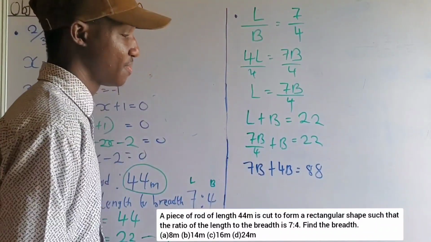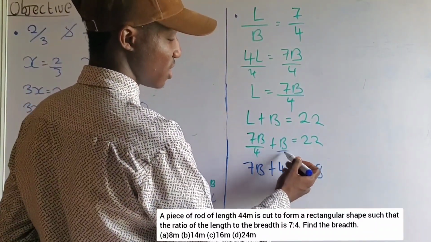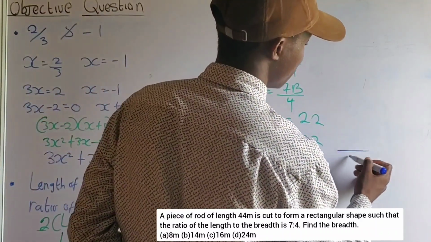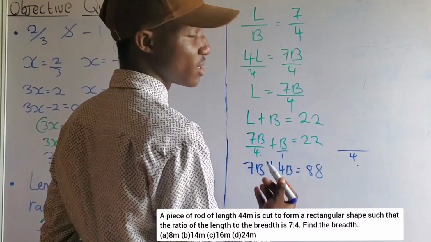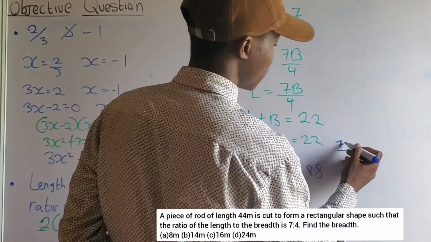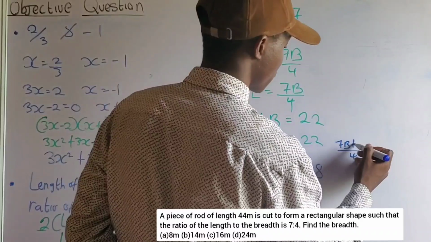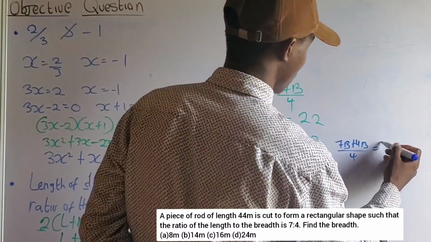Do you know what I did? Okay, let's do it step by step. If you take the LCM, the LCM is 4, right? So I'm going to have 4 divided by 4 is what? 1. 1 times 7B, I'm going to have 7B. 4 divided by 1 is what? 4. 4 times B is what? Plus 4B, right? Equals to 22.